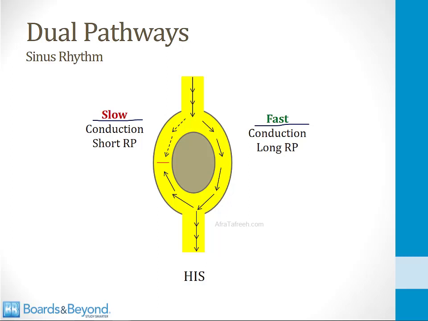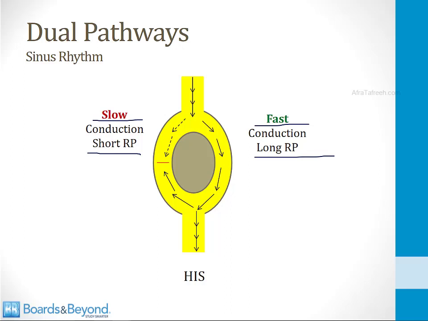Now, the slow pathway cells tend to have a short refractory period. It means that although they conduct impulses relatively slowly, after they conduct that impulse, they very quickly are ready to depolarize again. The fast pathway cells are the opposite. Even though they conduct electricity very quickly, they have a long refractory period, and it takes them a long time to be ready to conduct again.